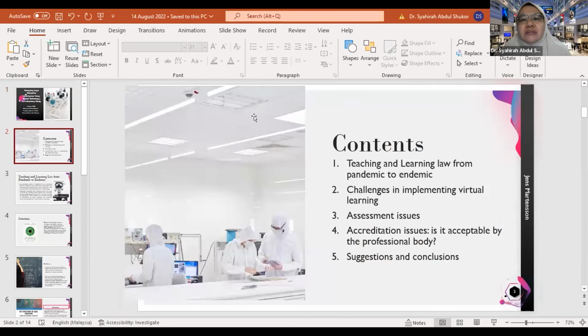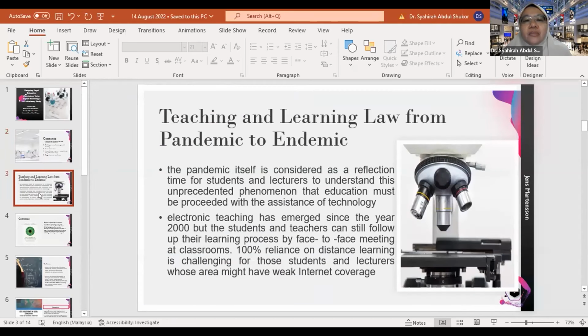So in this short time that is given to me, I'll be looking at teaching and learning law from pandemic to endemic. What are the challenges in implementing virtual learning? Assessment issues, accreditation issues, is it acceptable by the professional body? And finally, there will be suggestion and conclusion.